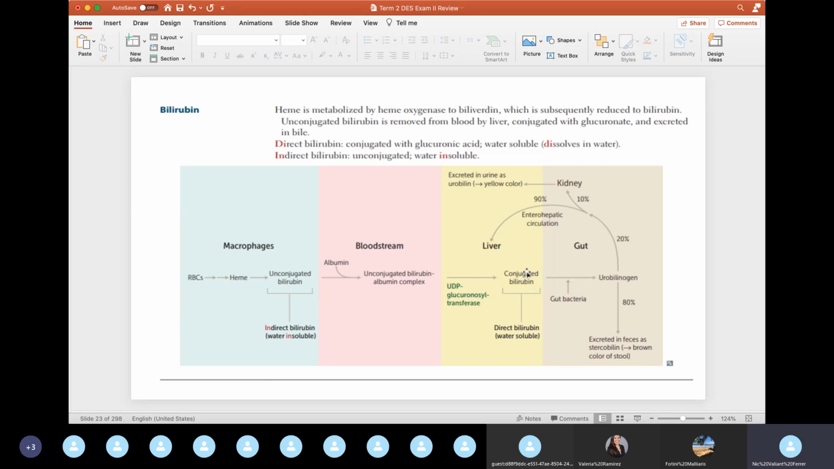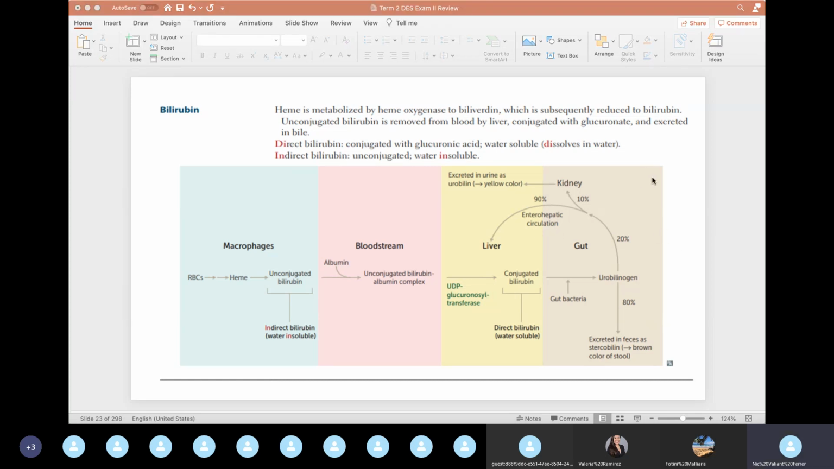That's an enzyme that's high yield, which converts it to conjugated bilirubin, or direct bilirubin, which is water soluble. Then it goes to the gut, where it is converted to urobilinogen via your gut bacteria. Don't forget that the microbiome of your body has a very important part in converting conjugated bilirubin to urobilinogen, and then the urobilinogen can be excreted in the feces as stercobilin. This causes the brown color of your stool, or it can be excreted by the kidney as urobilin, which gives your urine a yellow color. Or most of it is going to go back to the liver for enterohepatic circulation.